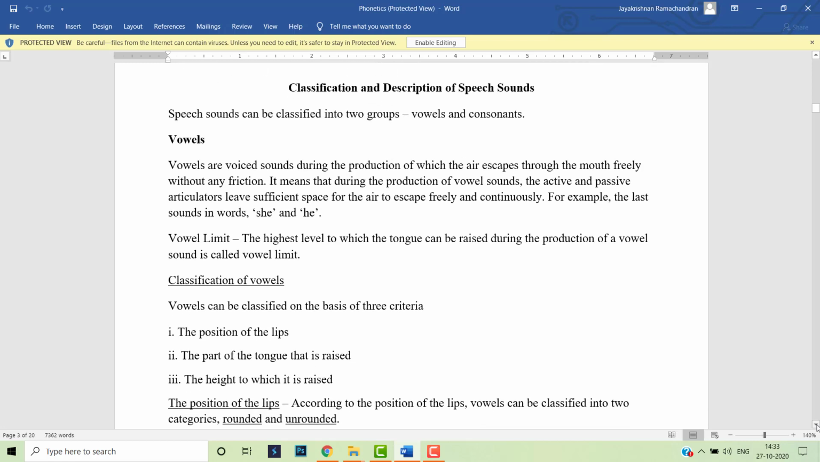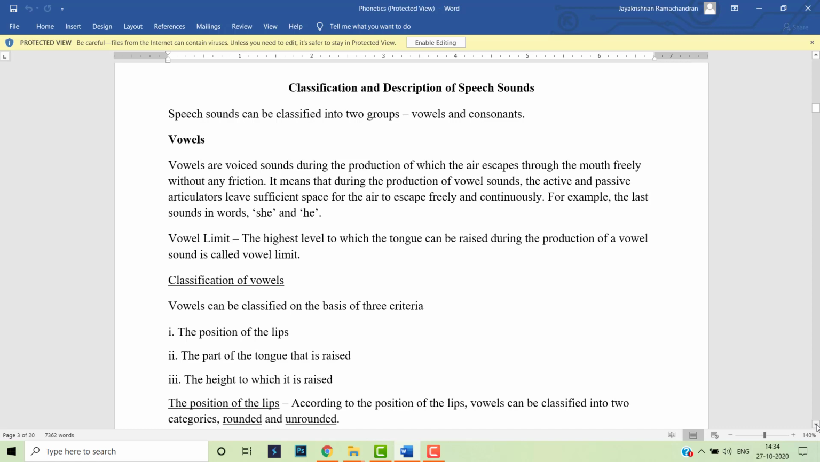Before the classification, we are just repeating the definition of vowels. Vowels are voiced sounds during the production of which the air escapes through the mouth freely without any friction. So here we are modifying the definition we have studied so far. I think when you studied sounds in semester 1 or 2, you learned that vowels are those sounds during the production of which the air stream has got a free passage through the mouth. Air passing freely through the mouth is a vowel, and where there is a block somewhere in the mouth, it is a consonant. This must be the latest definition you have studied.